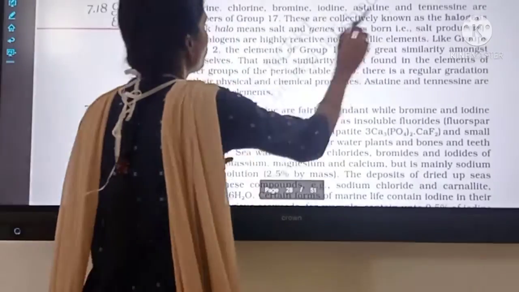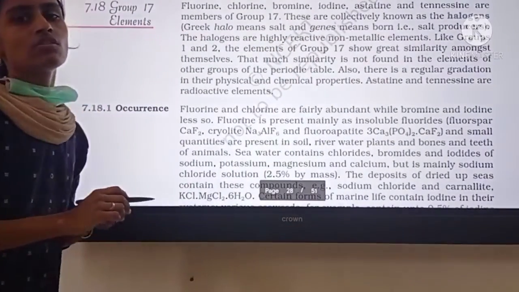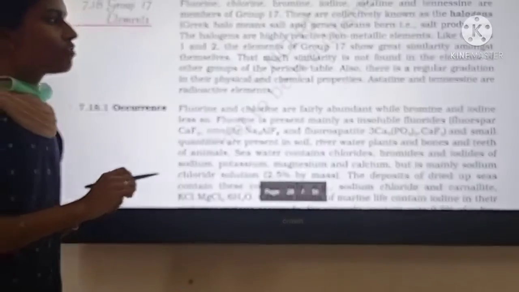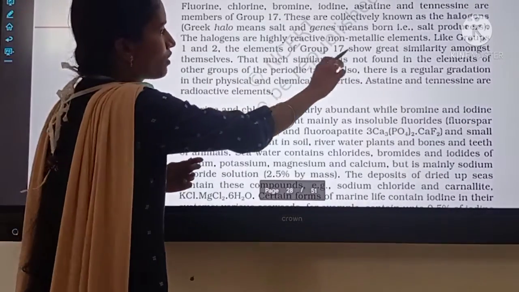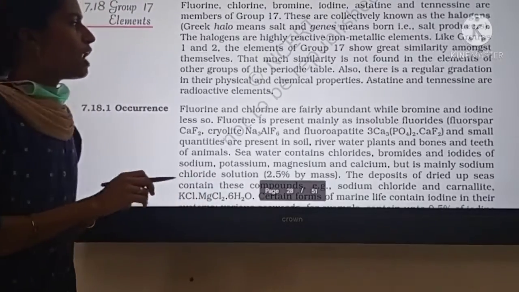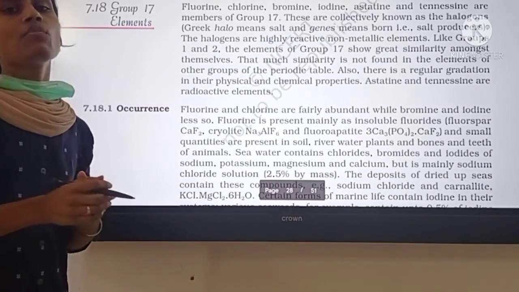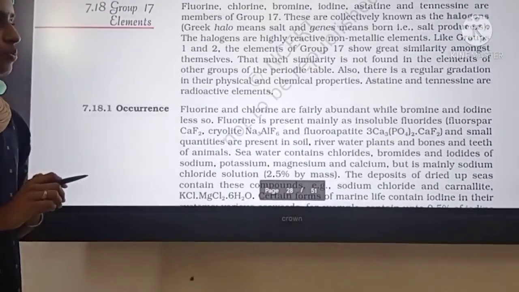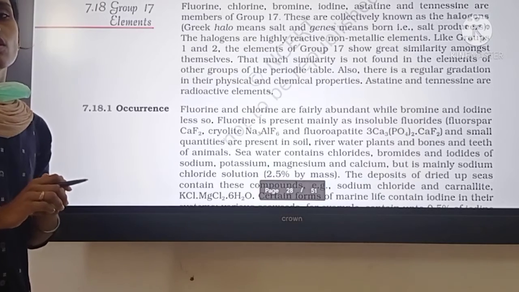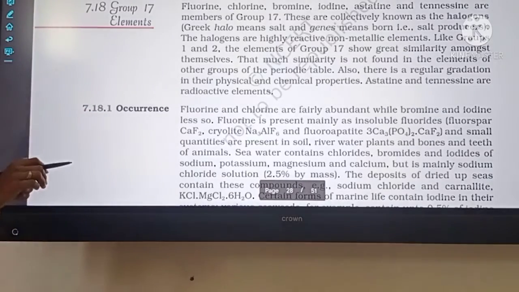Halo means salt and gens means bond. This is derived from the Greek word. The elements of the 17th group show greater similarity among themselves. They show so many similar properties. That much similarity is not found in the elements of other groups of the periodic table. So 17th group elements show the most similarity in all the properties.